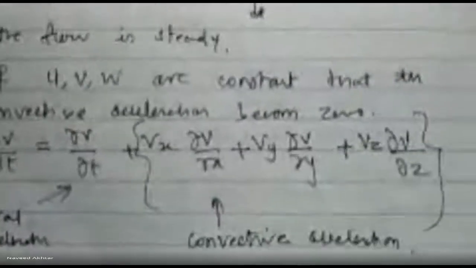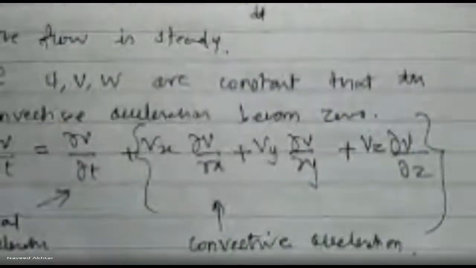Similarly, ∂v/∂t is the change of velocity with respect to time. So ∂v/∂t is called the rate of change of velocity with respect to time. It is called local acceleration. And Vx ∂v/∂x, Vy ∂v/∂y, Vz ∂v/∂z, this is called convective acceleration.